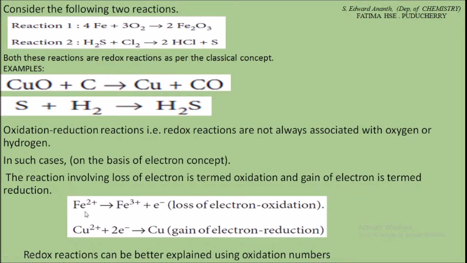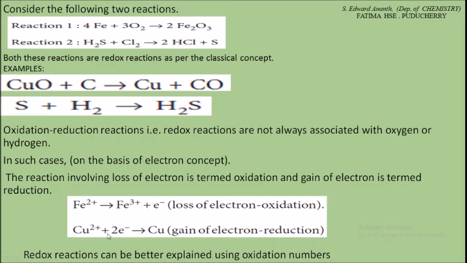Fe2+ லேந்து ஒரு electron இழந்தா Fe2+ has lost one electron to attain Fe3+. ஒரு electron இழக்கிறதுனால Fe2+ என்றது என்னவாயிடுச்சு? Fe3+ ஆயிடுச்சு. So Fe2+ has been oxidized to Fe3+ னு சொல்லணும். Because it has lost one electron. So loss of electron is said to be oxidation.